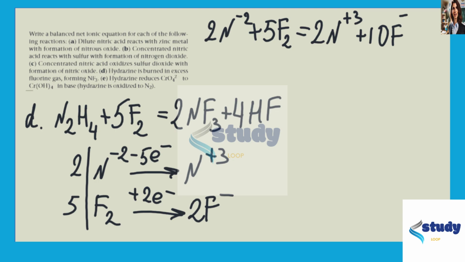D. Nitrogen minus 2 becomes nitrogen plus 3 and donates 5 electrons. 2 fluorines 0 accept 2 electrons and become 2 fluorides. We multiply the first row by 2, second row by 5, and write out everything. And that's what you have.